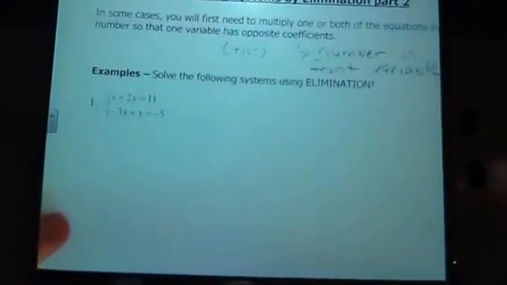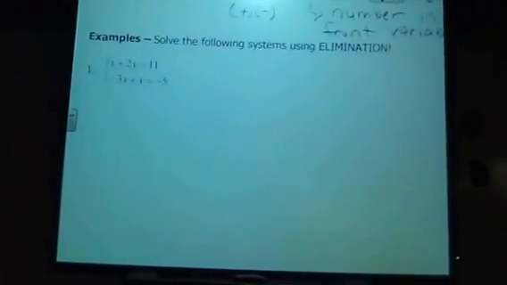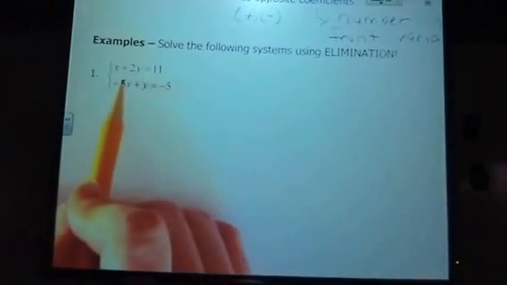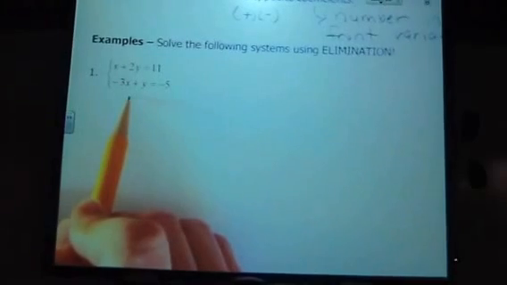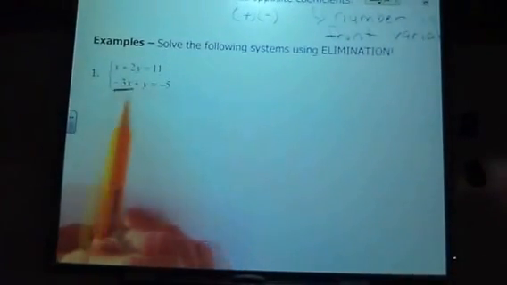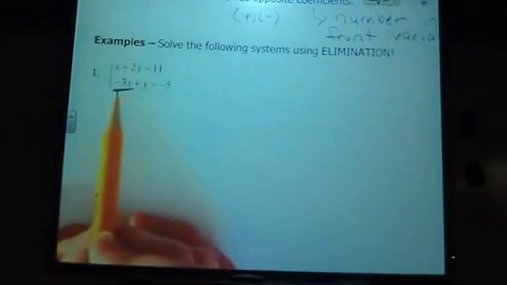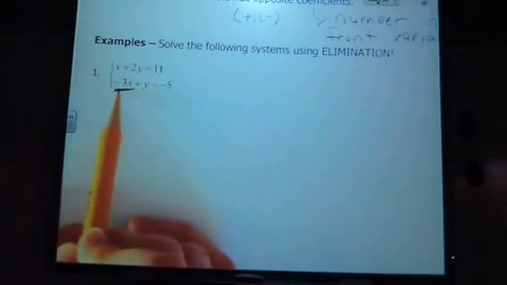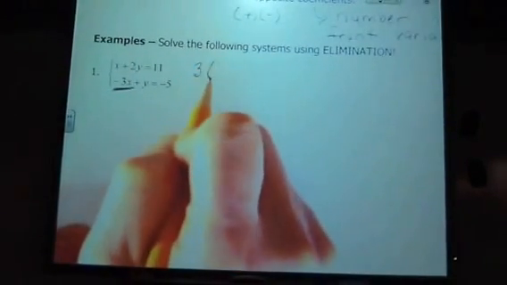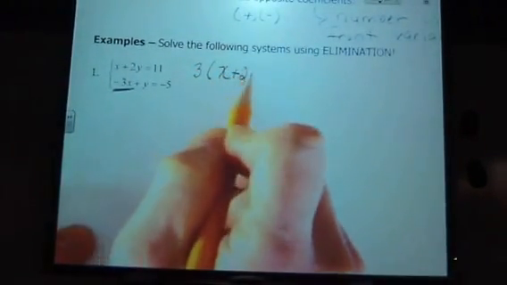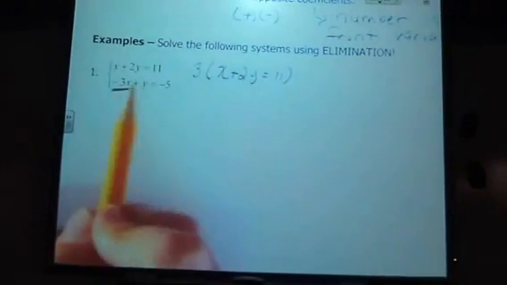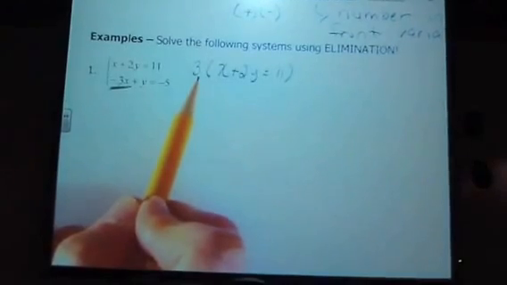Okay, so let's look at this first one here. We have 2x plus y equals 11 and negative 3x plus y equals negative 5. So, let's look at the variable x. The opposite of a negative 3 would be a positive. We want the same coefficient. So what we can do is we can multiply this equation by a positive 3. Opposite of a negative is a positive. You want to keep that coefficient so you can add or subtract.